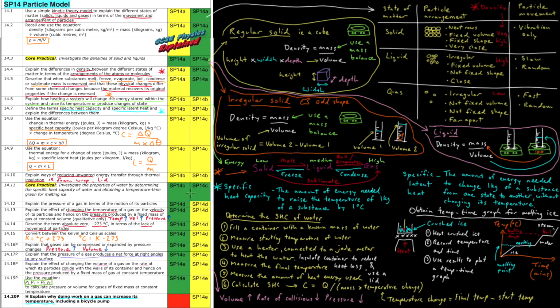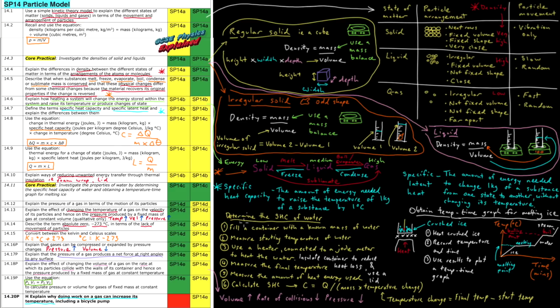Now here we go, here's the 6 marker, this is your core practical. So this will definitely be on the exam. Investigate the properties of water by determining the specific heat capacity of water and obtaining a temperature time graph for melting ice.